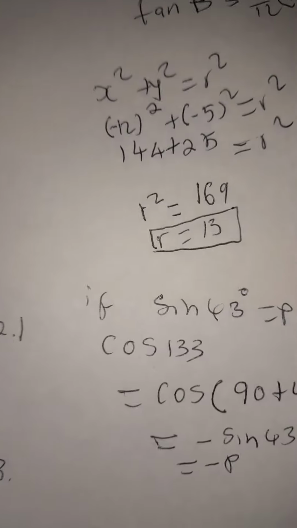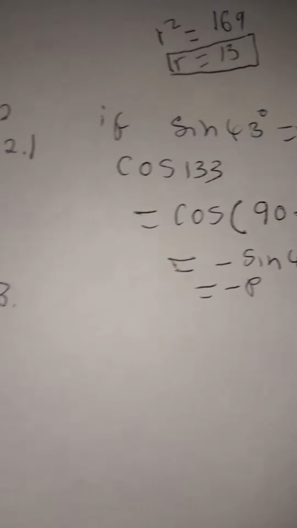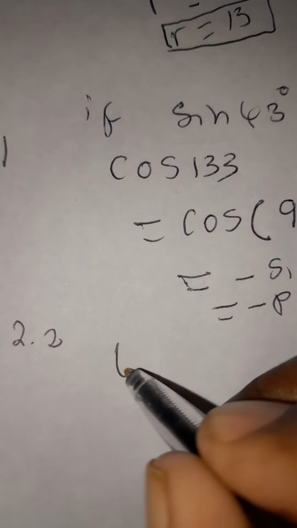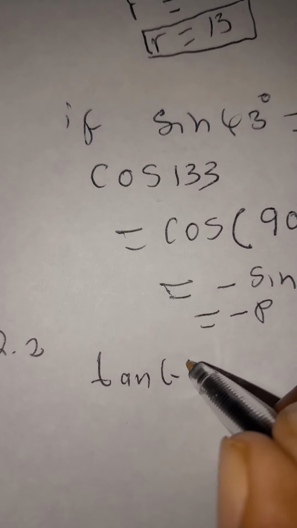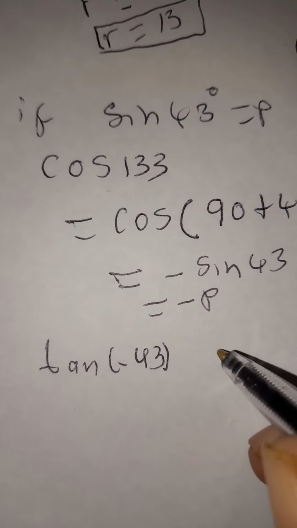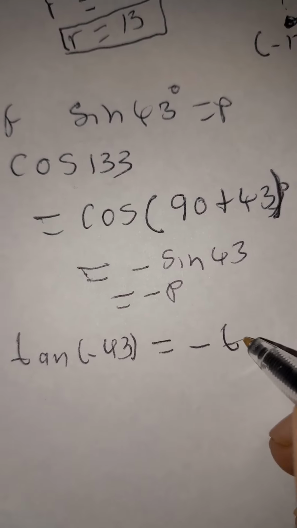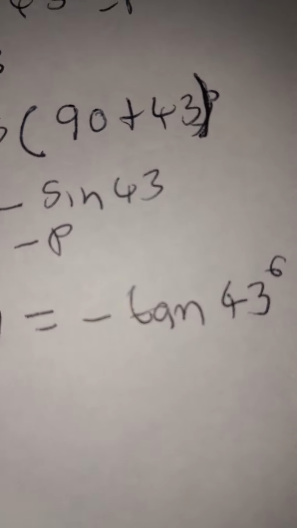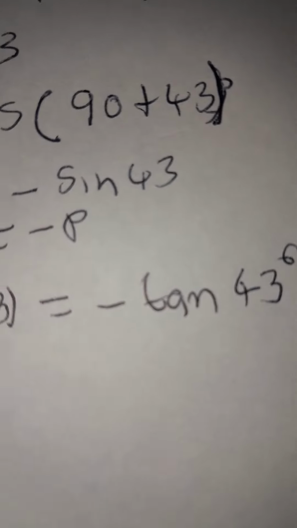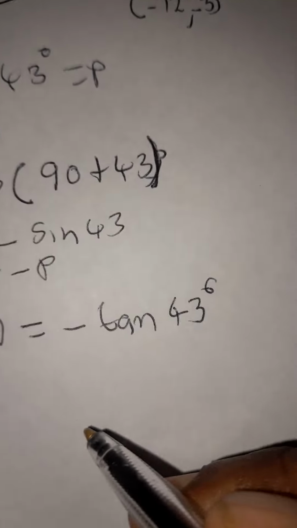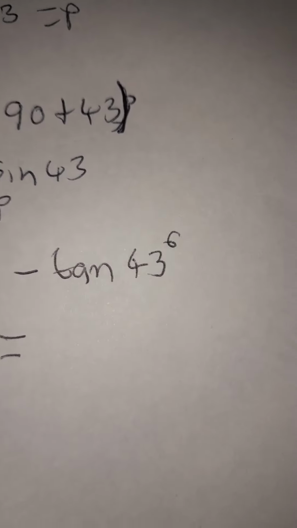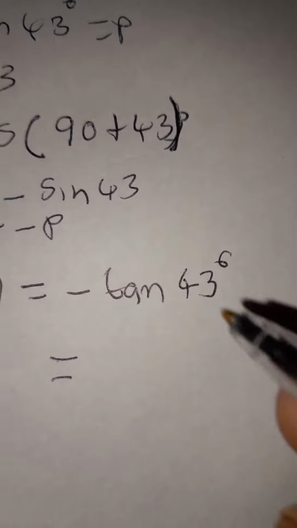Okay, so what we are going to do there, this is 3.2.2, we are going to say tan negative for the 3. How is tan at the fourth quadrant? Definitely it's negative, so it's going to be negative tan 43 degrees. So from here, what you can do is to remember that the ratio of tan will be y all over x.